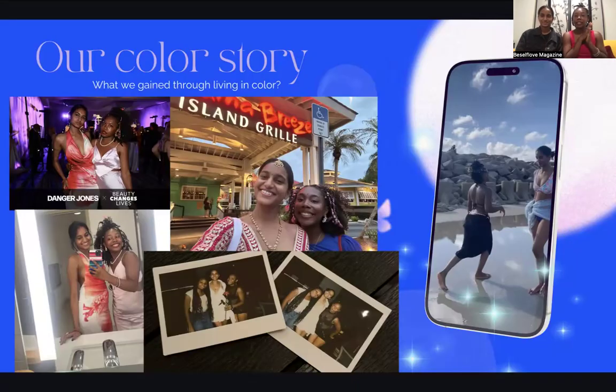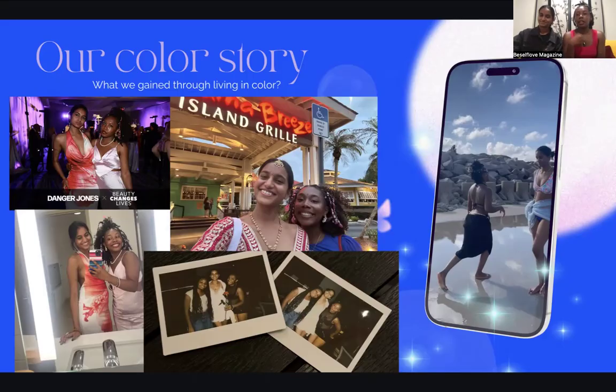First things first is our color story and what we gained through learning our color analysis personal palettes. We are winters. My seasonal specific palette is, what is it, like, personal color? I am a true winter. I am a dark winter.